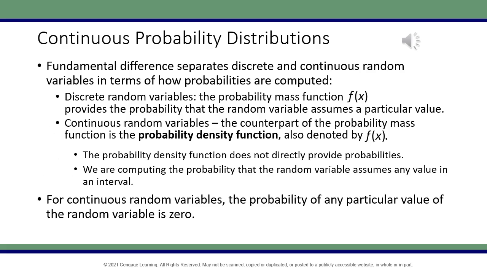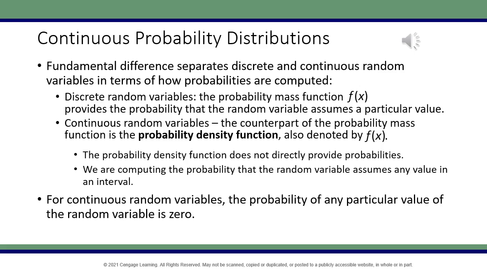Let's start by understanding the fundamental difference between discrete and continuous random variables in terms of probability computation. For discrete random variables, we use a probability mass function, denoted as f(x), which gives us the probability that the random variable takes on a specific value. In contrast, for continuous random variables, we use a probability density function, also denoted as f(x).